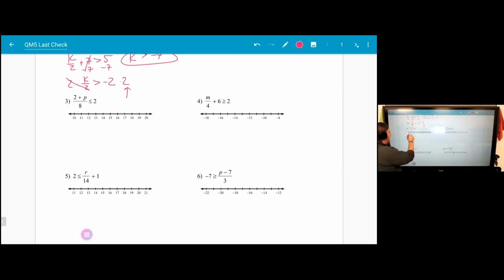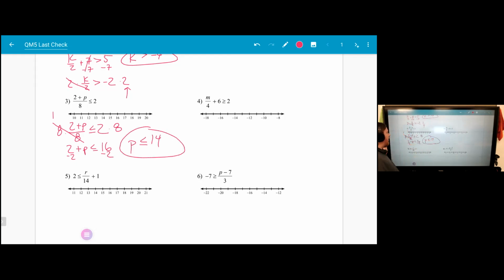We have 2 plus p divided by 8 is less than or equal to 2. If I start with this, I'm going to multiply both sides by 8 because that is what I would do. I'm not going to subtract 2 first because that's not actually 2. It's the 2 divided by 8. So I need to multiply both sides by 8. That simplifies to 1. On the left, I have 2 plus p is less than or equal to 16. Finish it off by subtracting 2 from both sides. I have p is less than or equal to 14.